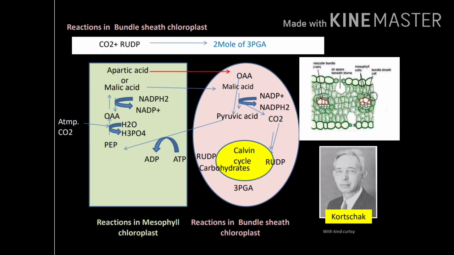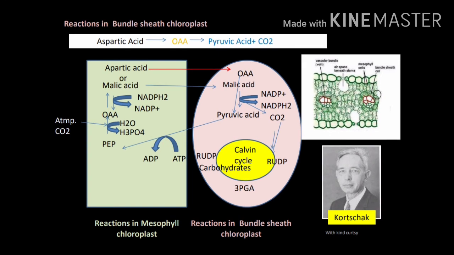In the second reaction, particularly in bundle sheath cells, both CO2 and NADPH2 produced in this reaction enter into the Calvin cycle. The CO2 is accepted by a 5 carbon compound, that is ribulose 1,5 diphosphate, we can say RuBP, to yield 2 molecules of 3 phosphoglyceric acid, that is 3-PGA. We will see the reaction: CO2 plus RuBP. There is a synthesis of 2 molecules of 3-PGA. This PGA is later used for the synthesis of carbohydrates and also for the regeneration of RuBP as usual.